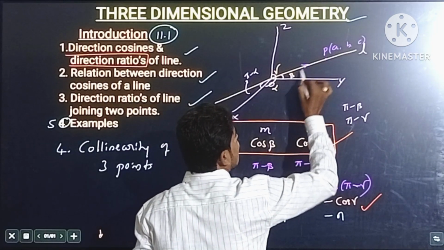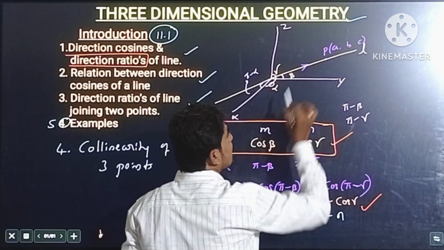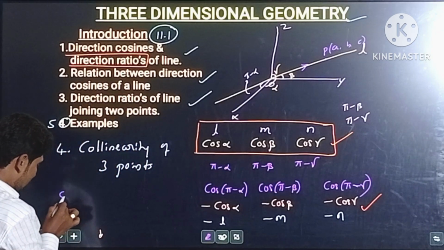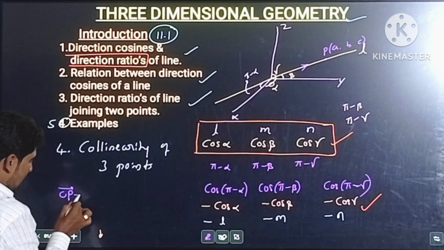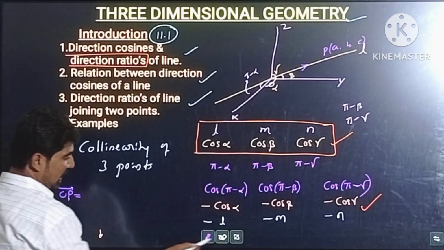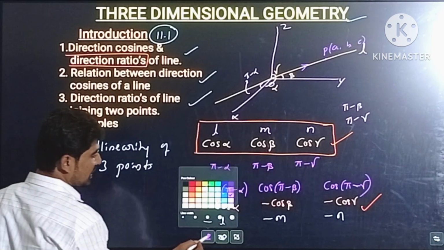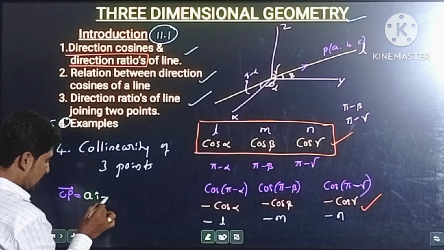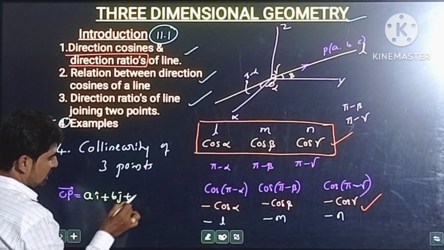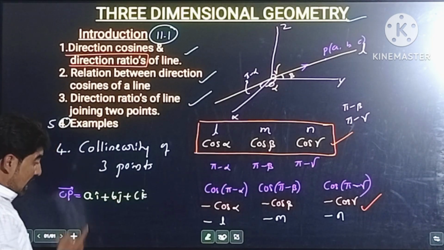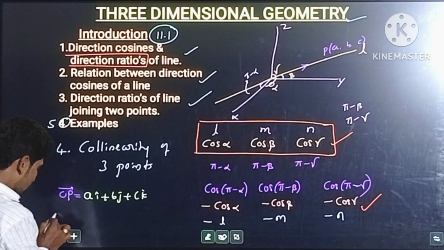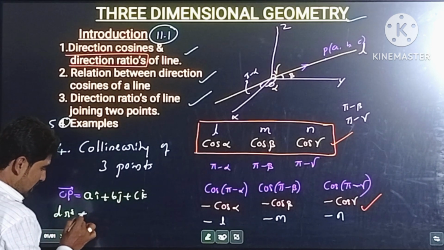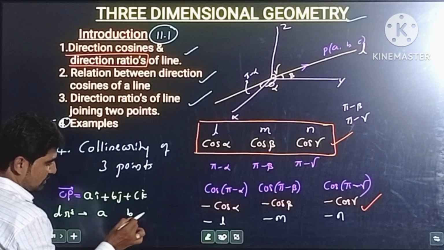If I insert a direction from O to P, then the position vector of the point P is the OP vector, whose component form is definitely equal to AI plus BJ plus CK. And these numbers A, B, C are the direction ratios of the line. These numbers A, B, C are the direction ratios of the line.